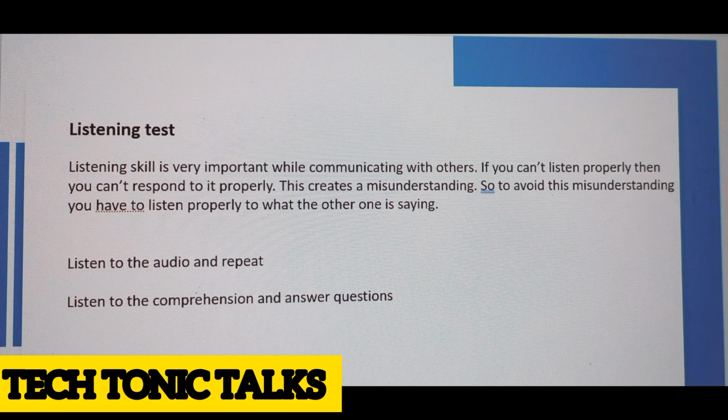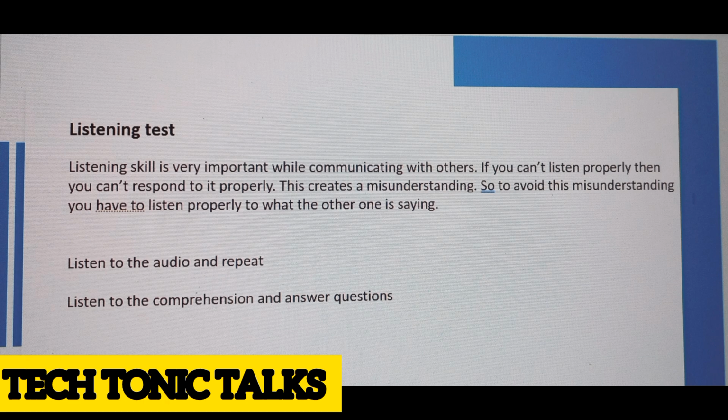Next is the listening test. This is the most important and I would say the most difficult section of the communication assessment, that is the listening test. See, listening skill is very important, right? While communicating with others, it's important that you listen to what the other person is trying to communicate to you. Okay, you should avoid misunderstanding. So the company is taking this listening test.